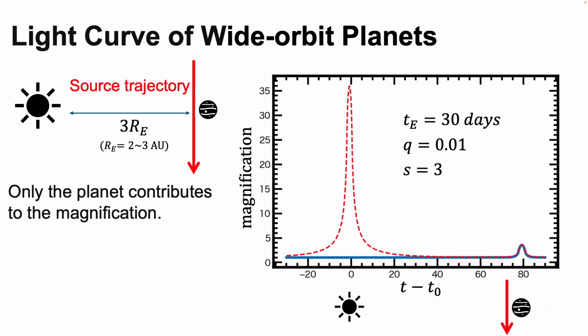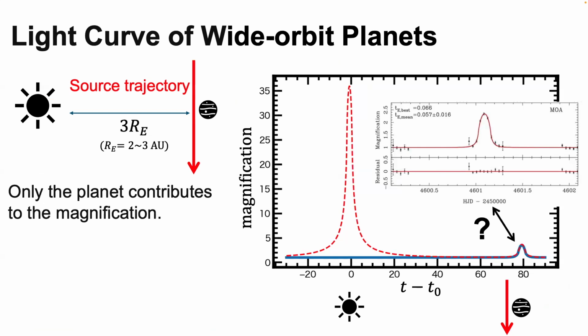In contrast, when the source trajectory is perpendicular to the line connecting the host star and the planet, only the wide planet contributes to the magnification. So it is very difficult to distinguish it from the magnification due to free-floating planets. This is why it is very difficult to measure the abundance of free-floating planets alone in microlensing events.